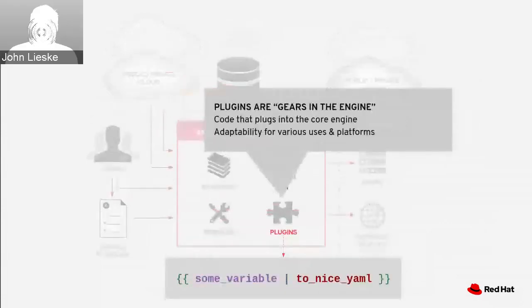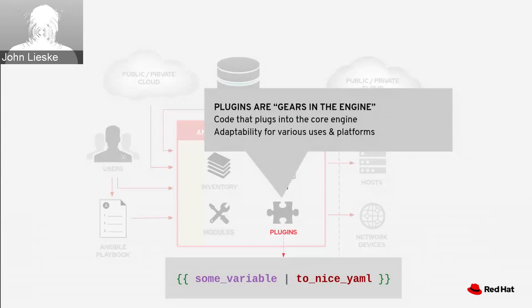Plugins are also pieces of code that add to Ansible's core functionality. Ansible uses a plugin architecture to give you flexibility for your automation. It comes out of the box with a few useful plugins, and you can easily write your own.